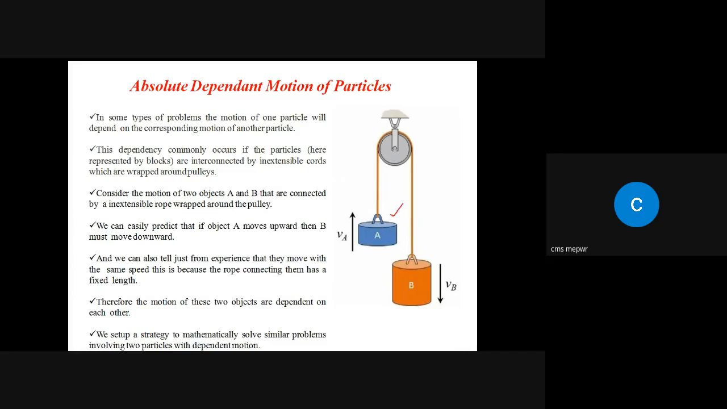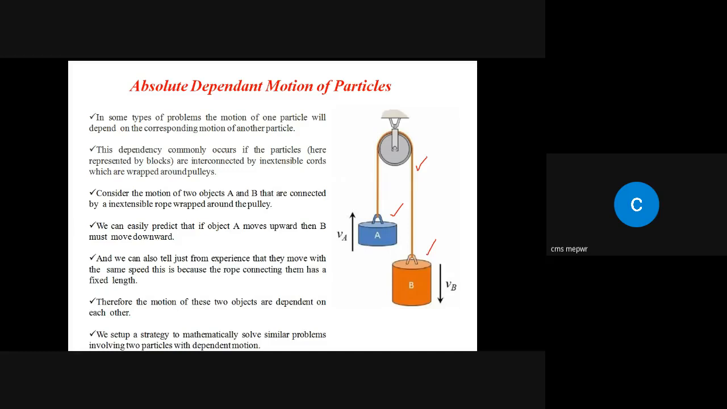We have two blocks, block A and block B. Both have different masses, so definitely they will have different weights. Both are connected with each other with the help of a rope, and let us consider that this rope is inextensible. So the question arises: why do we want to study absolute dependent motion analysis, or why are we doing this type of analysis?